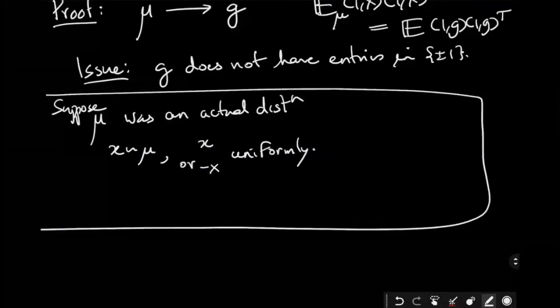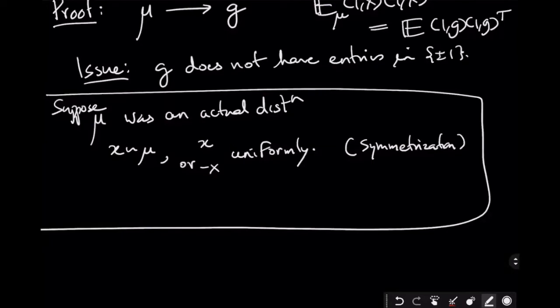Okay. Now I claim that, and so this is some kind of a symmetrization operation, right? So let's now understand what happens to the first and second moments of the distribution mu when I do this operation. If I output x and minus x uniformly, then clearly the mean of the new distribution is going to be 0, right?